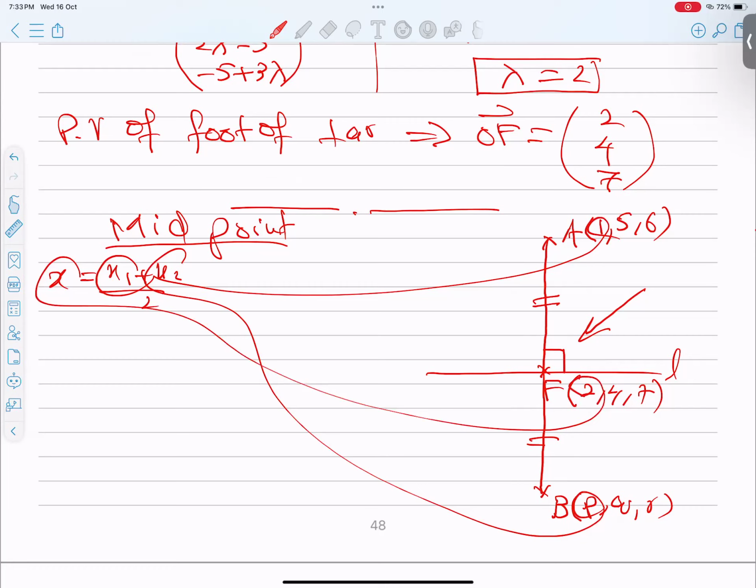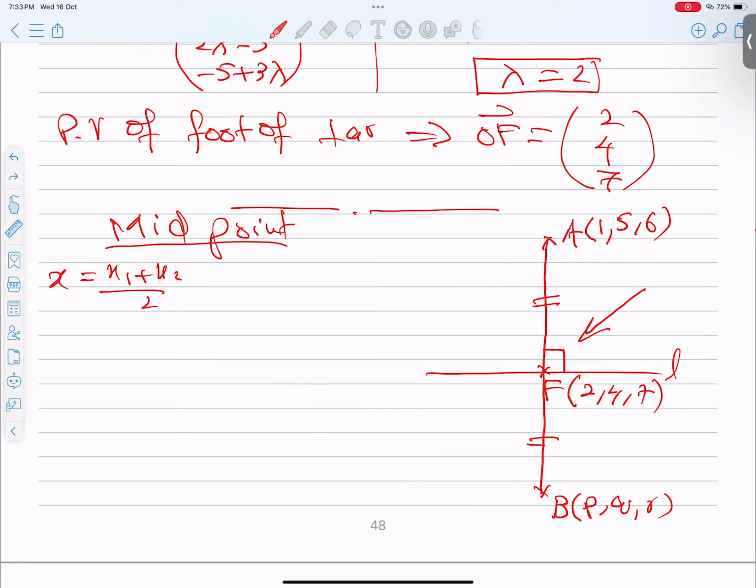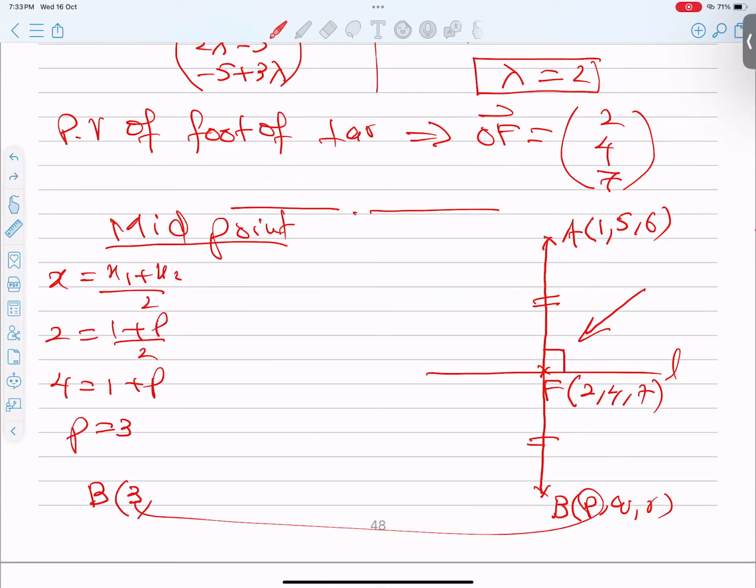So I believe it's nothing hard to do. And I'm going to plug in. So x1 is 1, x2 is p. So 1 plus p by 2, 2 2s are 4. And I got p becomes 3. Alhamdulillah Rabbil Alameen. So B is coming, x value is 3. Sorry, this is 3.